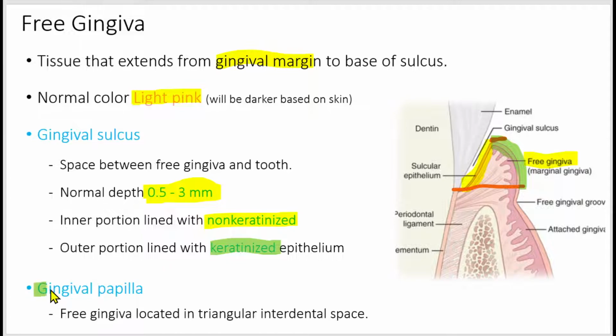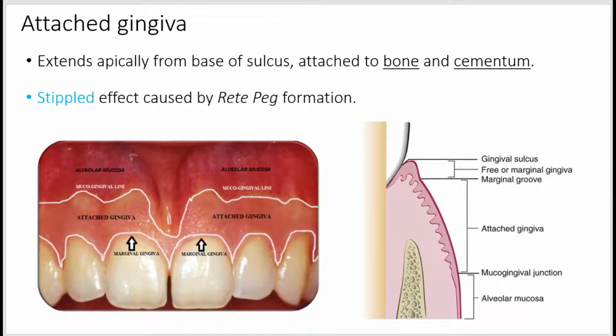And we know that the gingival papilla is the free gingiva that is in the interdental spaces, so it's between the teeth. When the teeth are together, we have that space, and that's where the gingival papilla is. Now let's talk about the attached gingiva, right? We said we have the other parts of the gingival unit: the free gingiva, attached gingiva, and the alveolar mucosa. Now we're talking about the attached gingiva.